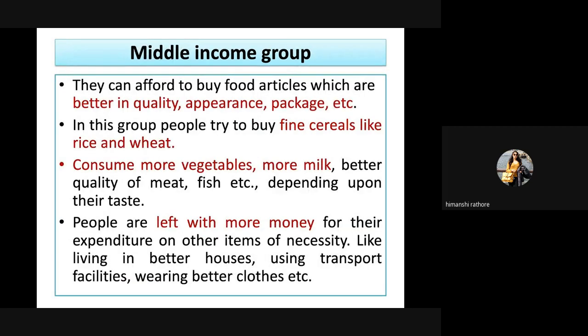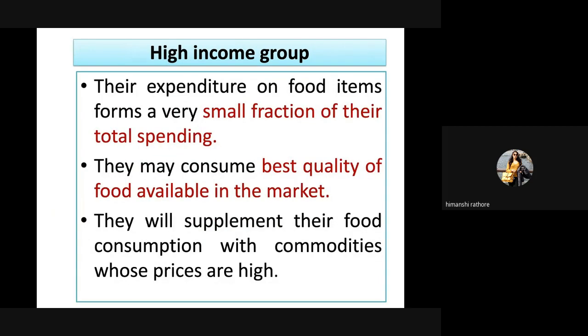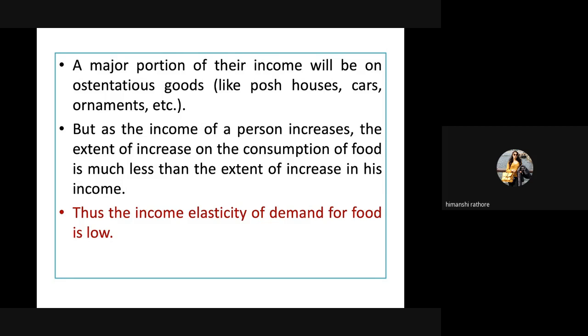Then the middle income group, as we talked, they consume better quality food. Then the high income group, they have a lot of money, so they are not only purchasing the best quality of food available in the market, but they have everything good in their houses, whether it is in the form of cars, houses, ornaments. So they have a lot of money to purchase all these luxurious materials. So we have three income groups.